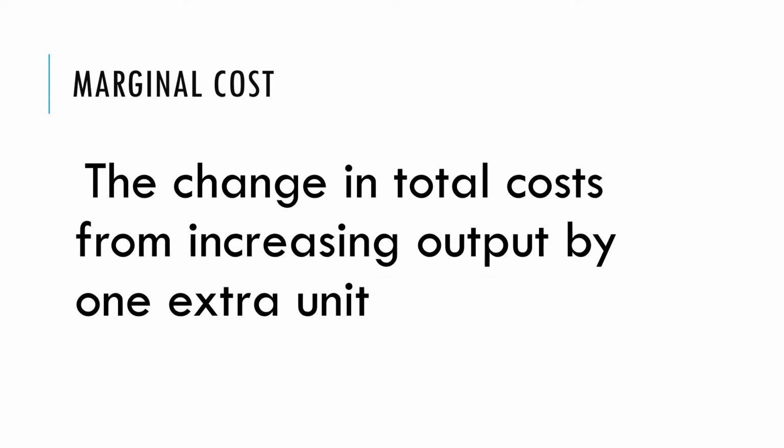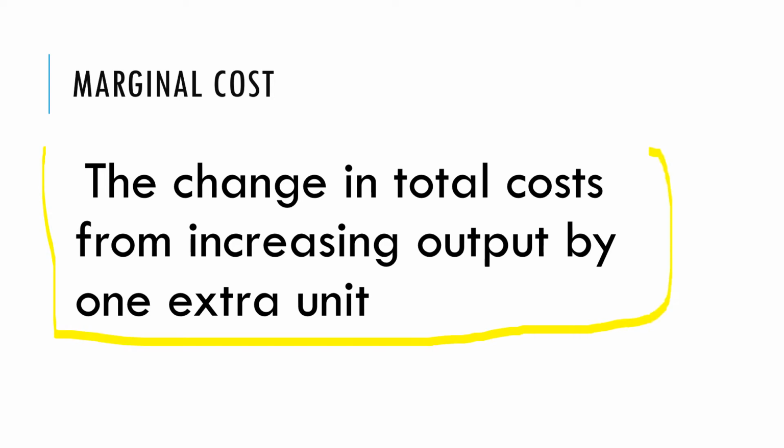Now let's introduce the idea of marginal cost. Again, this is an important definition, so let's make sure we write this down. The marginal cost is the change in total costs from increasing output by one extra unit. So it is not the average cost, it is the change to the total cost by producing one extra unit.